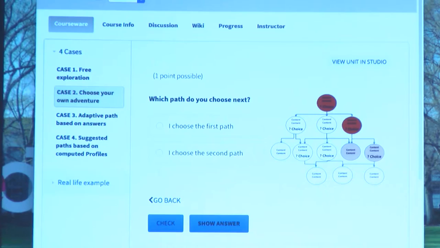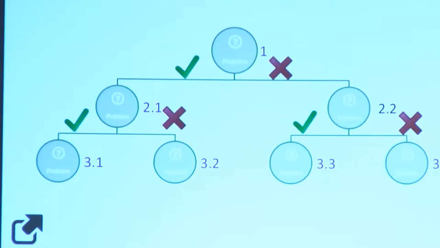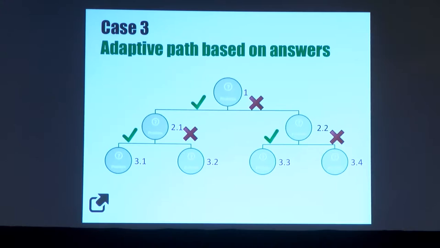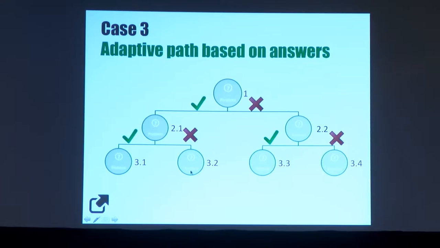All right, so the third case would be an adaptive path based on your answers as a student. What we do here is we present the content, and afterwards we pose a problem or a question to the students, and depending on if the problem is answered correctly or not, you construct a binary tree. It allows you to move to a more complicated set of content or questions if the student is getting the learning outcomes right, or probably a deeper explanation or reinforcement of the explanations if the users are not getting the learning outcomes.